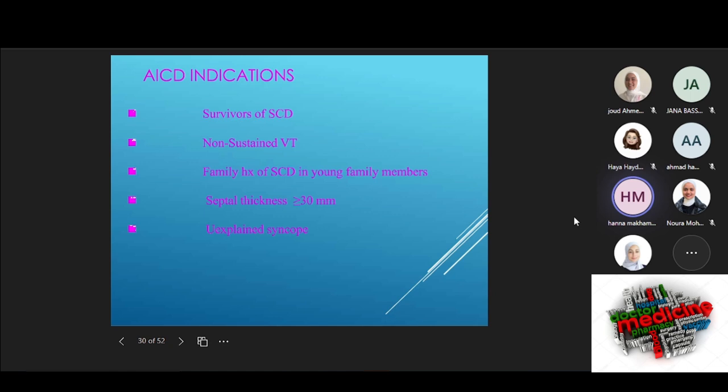So our way of thinking about hypertrophic cardiomyopathy is that I look at the symptoms, we discussed how to treat them, and I look at the risk of sudden death. If the patient has risk factors for sudden death, then he should go for the ICD regardless of symptoms.